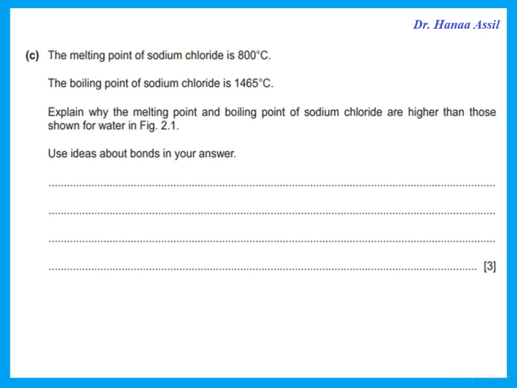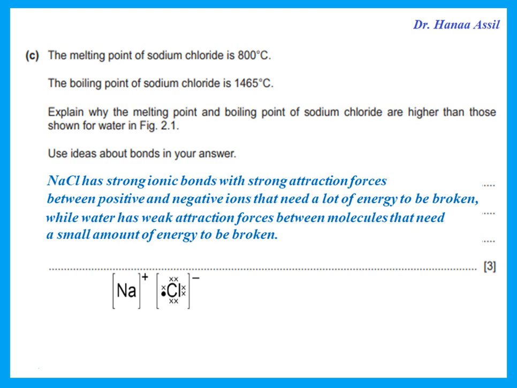Okay? The melting point of sodium chloride is 800. The boiling point of sodium chloride is 1465. Explain why melting point and boiling point of sodium chloride are higher than those for water. So why is the boiling point of sodium chloride much higher than that of water? Use ideas about bonds. Of course, what is sodium chloride? Sodium chloride is an ionic compound. It has strong ionic bonds, strong attraction forces between positive and negative ions.